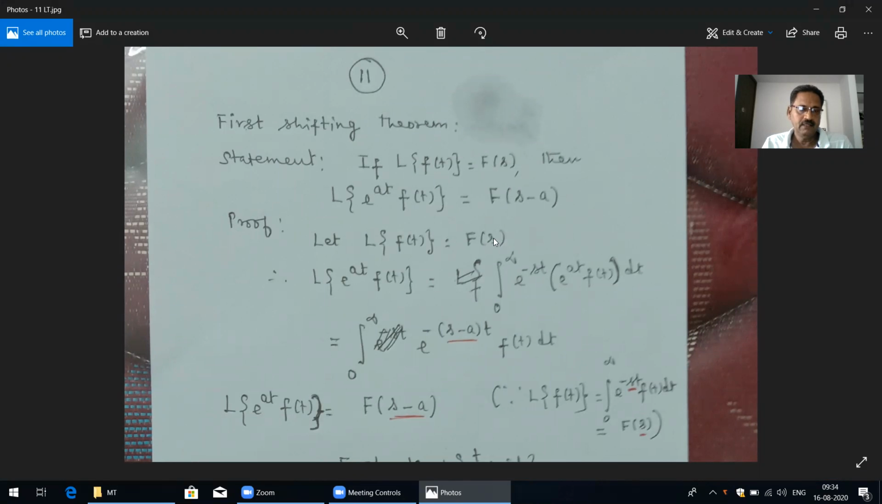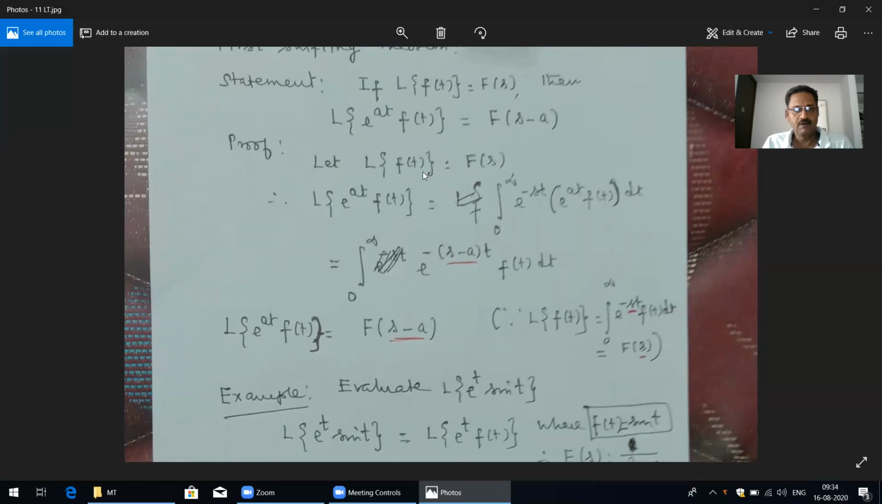Let us see here first shifting theorem. If the Laplace transform of f of t equals F of s, then the Laplace transform of e power at into f of t equals F of s minus a. Here, we are multiplying f of t by e power at. So you have to prove that the Laplace transform of e power at f of t equals F of s minus a.